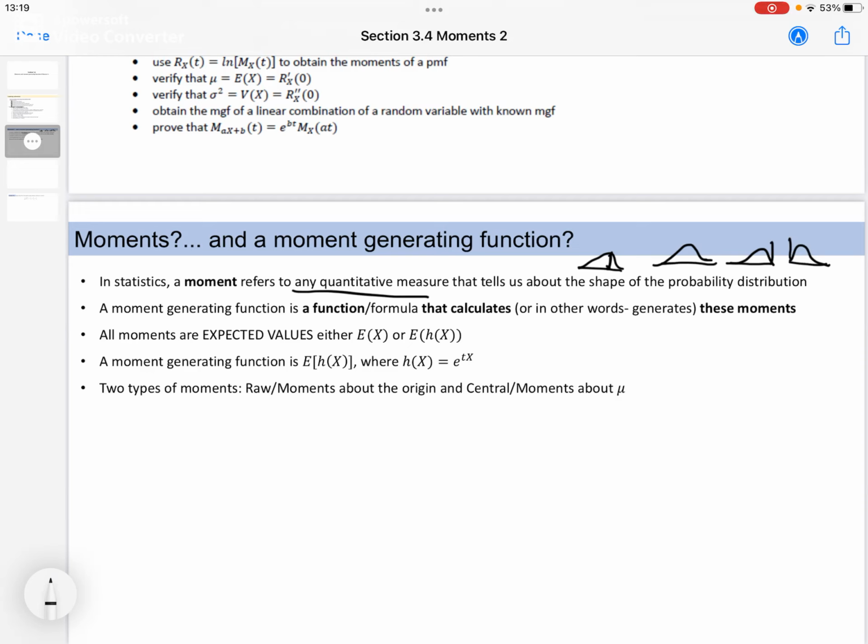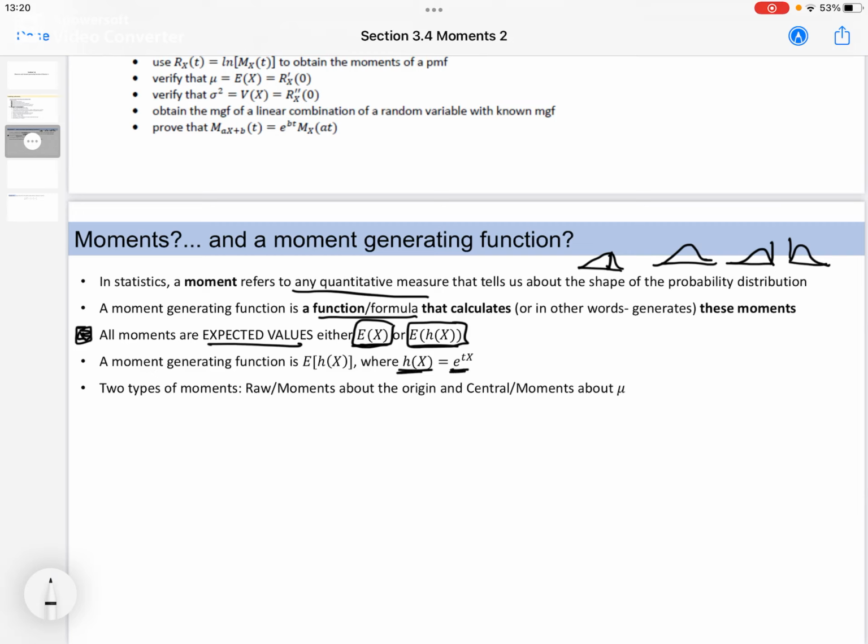Then a moment generating function is a function or a formula that calculates or generates these moments. And all moments are expected values, either expected value of a random variable x or the expected value of a function of a random variable x. So if we have expected value of a random variable x or a function of a random variable x, then we call that numerical value or measure a moment. Now, a moment generating function is the expected value of a function of random variable x, where this function is equal to e to the power tx.